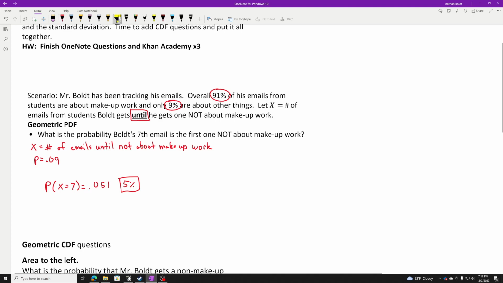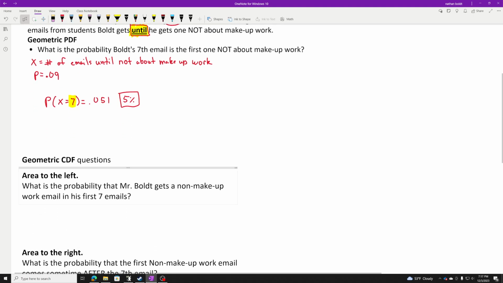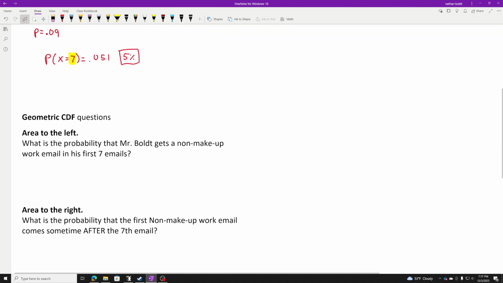Again, how many failures do you have to get until that first success? This number is that first success. So it goes failure, failure, failure, failure, failure, success. All right. Now, what if we ask a cumulative question? What is the probability that Mr. Bolt gets a non-makeup work email in his first 7 emails? Somewhere in those first 7 is the first non-makeup work email.